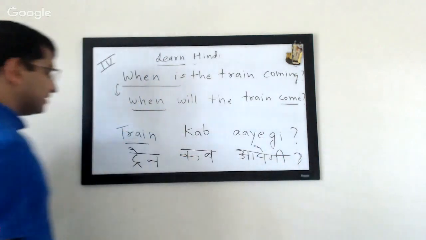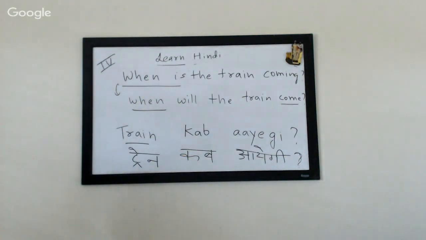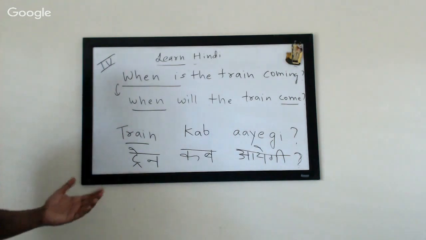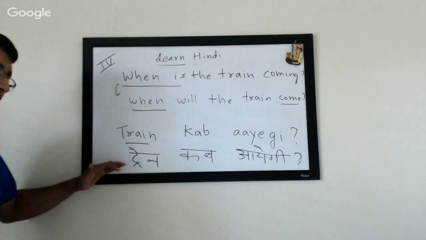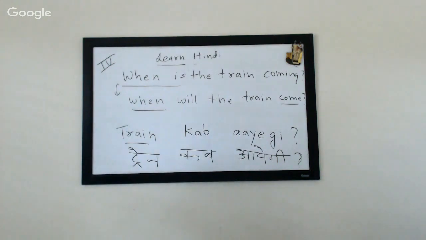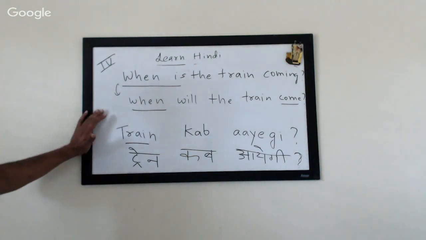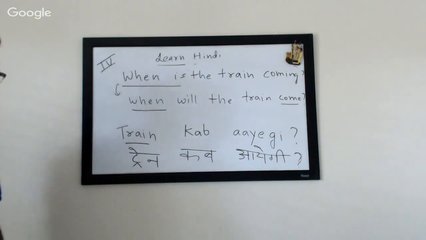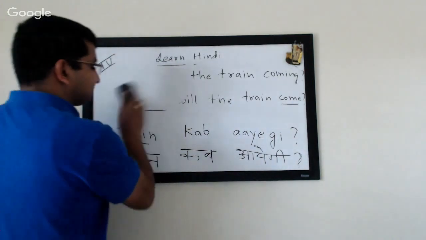Now, same thing you can say for conductor also, but conductor is masculine, right? If it is feminine, you can say conductor kab aayegi. If it's a lady, conductor kab aayegi; if it is a man, conductor kab aayega. Very good, right? Answer could be anything. Train 4 बजे आएगी or 5 बजे आएगी or सवा 4 बजे आएगी. Right? So let's do the next one.